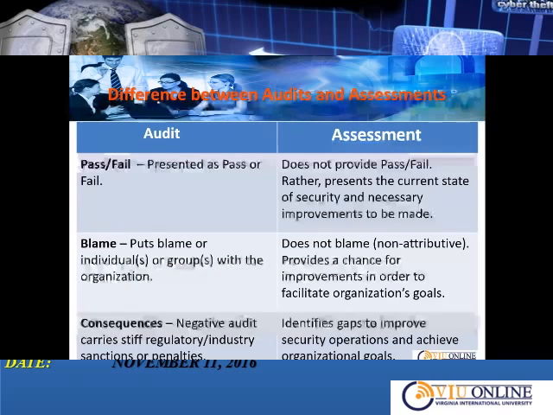There are differences between audits and assessments. In audits, the report is presented as pass or fail. In assessment, there is no pass or fail grade. Rather, it presents the current state of security and necessary improvements to be made. Audit puts blame on designated individuals or groups within the organization. Assessment does not blame. Rather, it provides a chance for improvement in order to facilitate the organization's goals.